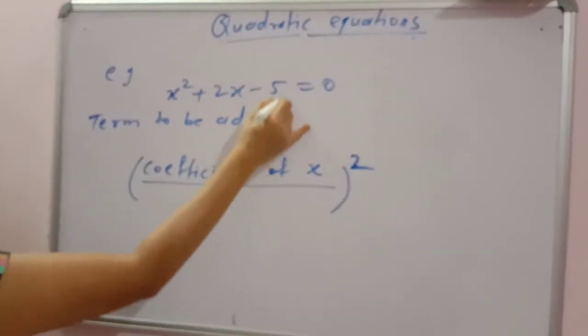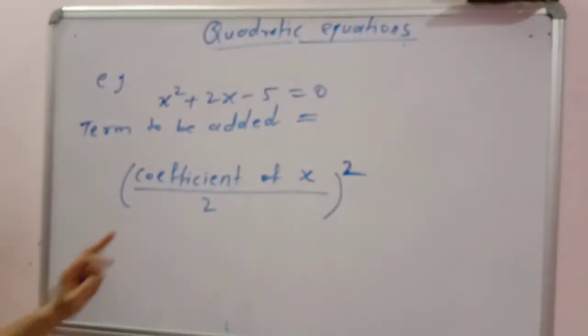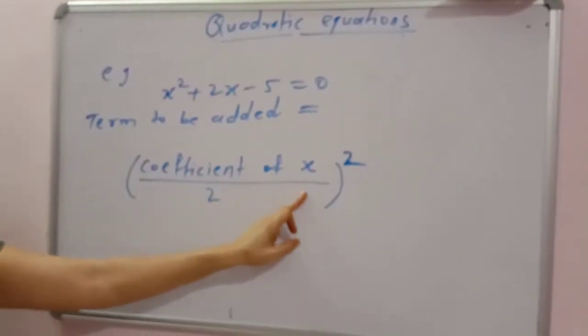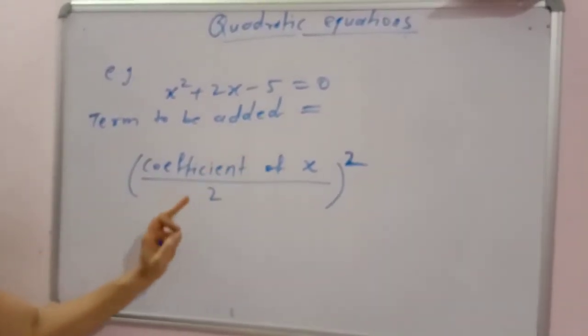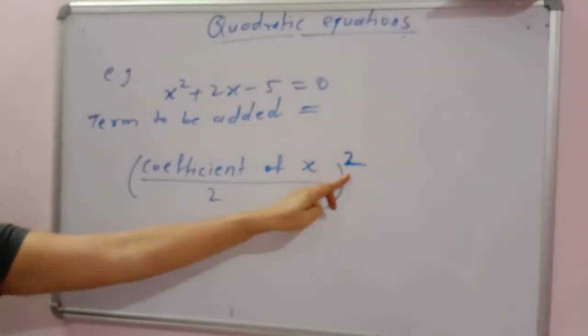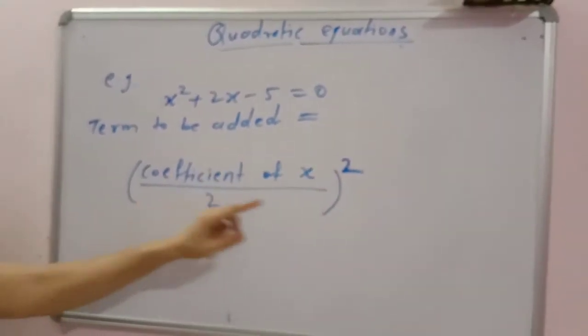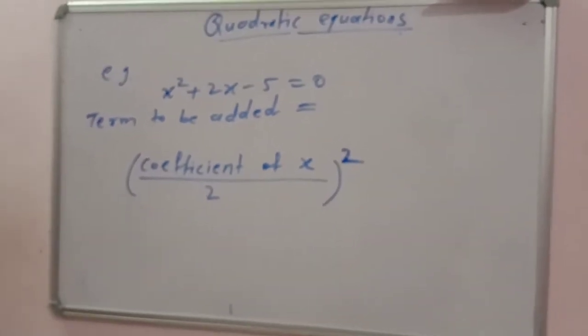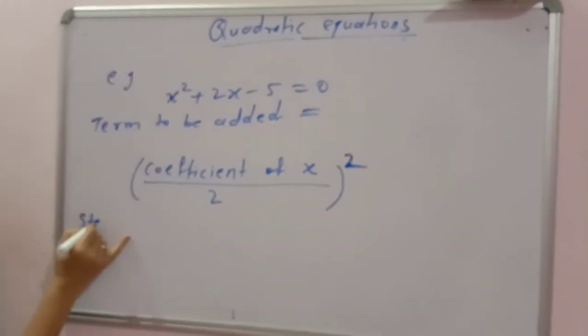So in every example you can write down this formula. What term do we have to add? Find the coefficient of x, divide it by 2 and take its square. Okay, this term we have to add to both sides. And for that there were some steps. So what is the first step?